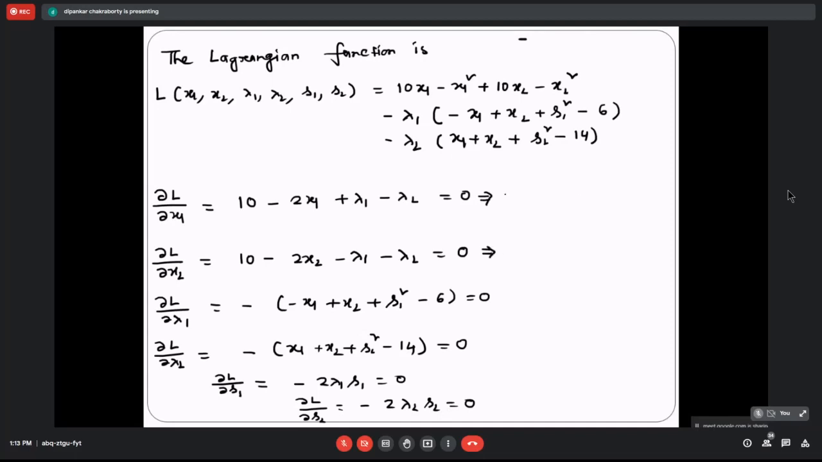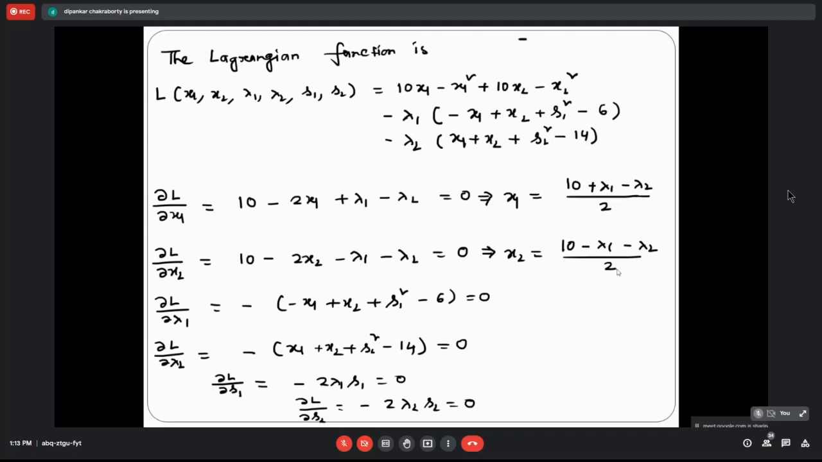So what will be the value of x1? 10 minus, sorry, plus lambda 1 minus lambda 2 divided by 2. I just multiplied by minus 1 and then took x1. Okay to you? Is it okay? Yes, sir. Similarly, x2 will be what? 10 minus, sorry, plus lambda 1 or minus lambda 1, right? Yes, after multiplying by the minus. Minus lambda 1 minus lambda 2 divided by 2.